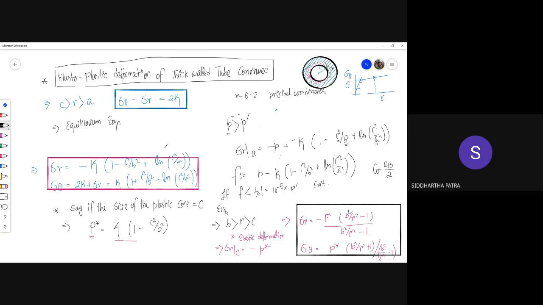Else, calculate del F del C. Take the derivative of F with respect to C, which would tell you that this is twice K C divided by B squared minus 2 K by C.